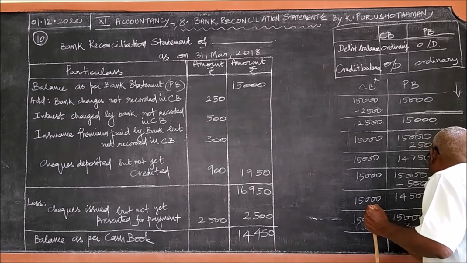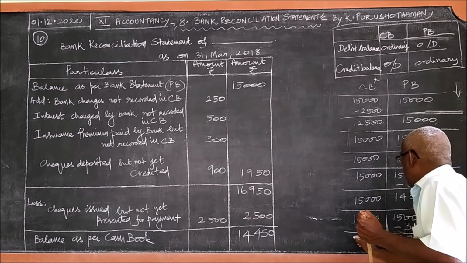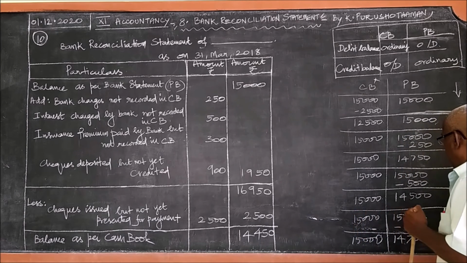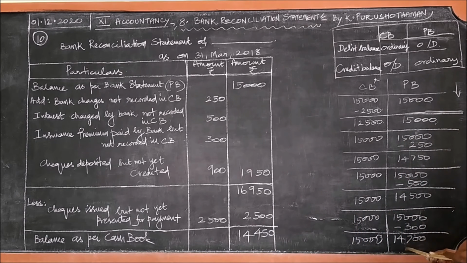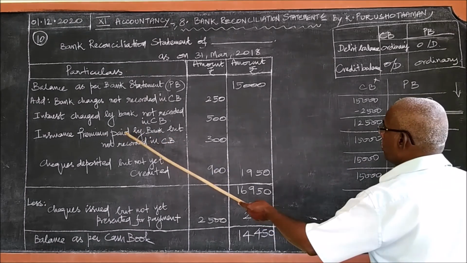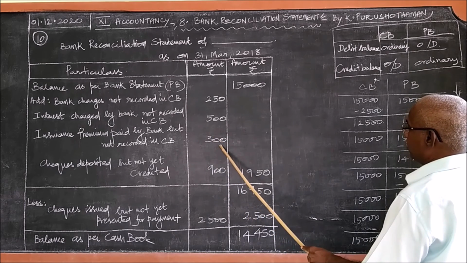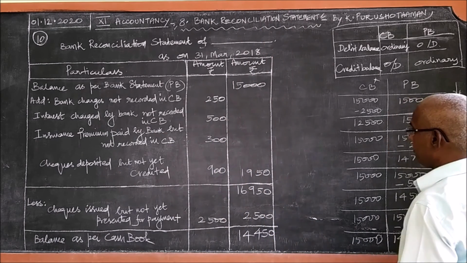So after paying 300, it becomes 14,700. It is not brought to the notice of the business, so it is 15,000. So the balance is smaller in the passbook. To equalize this, it is less, so what should we do with this 300? It should be added. So insurance premium paid by bank but not recorded in CB cash book, 300.